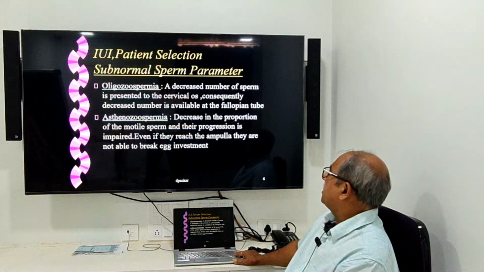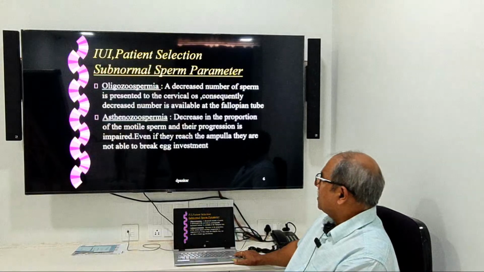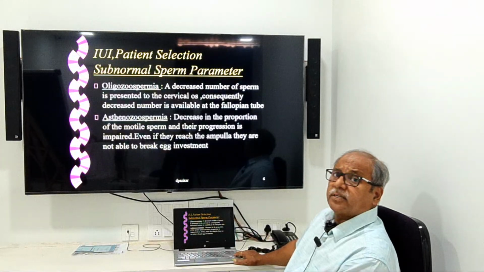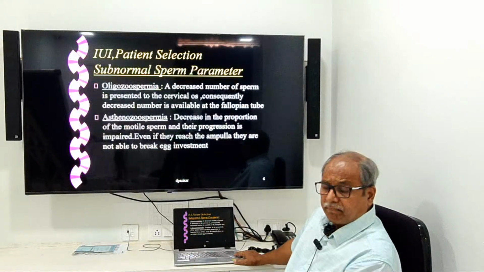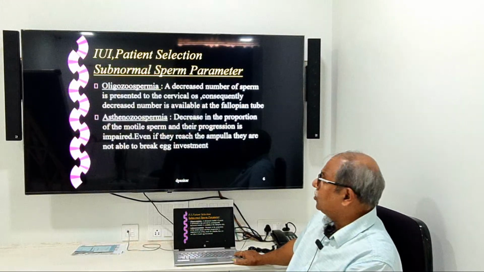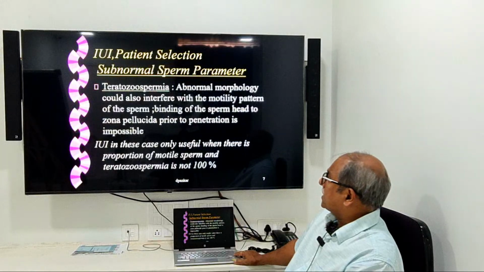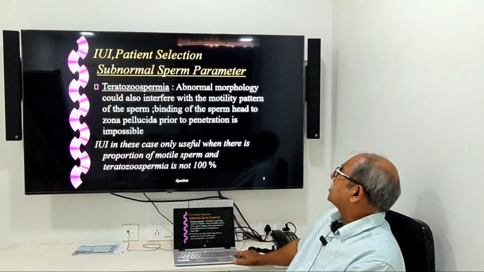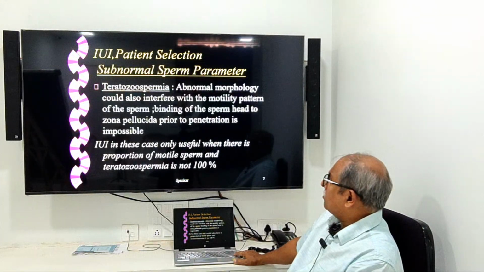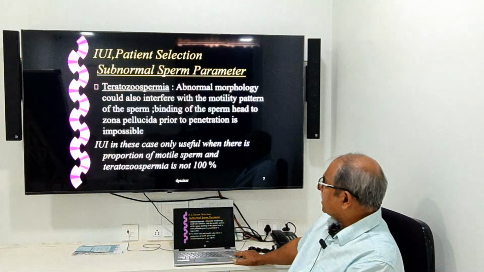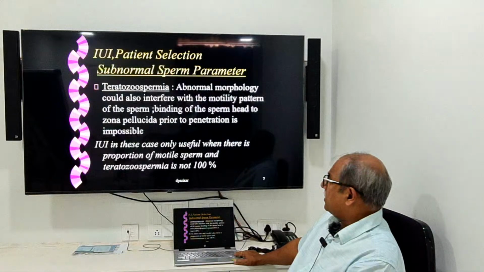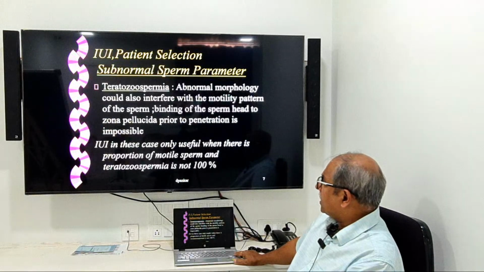Even if they reach the ampulla, they are not able to break the egg investment. These may be the indication for collecting the sperm and making a consultation and doing IUI. Again, teratozoospermia, abnormal morphology, could also interfere with the motility pattern of the sperm. Binding the sperm head to the zona pellucida prior to penetration is impossible. IUI in these cases is only useful when there is a proportion of motile sperm and teratozoospermia is not 100%.